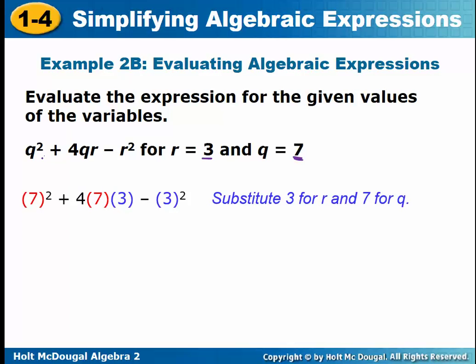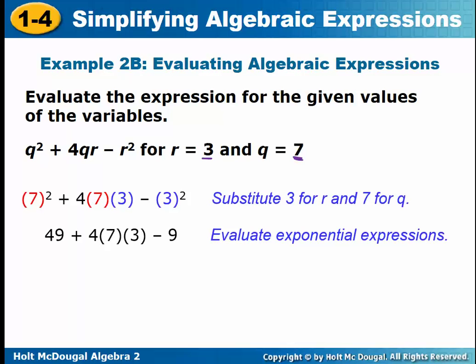Which brings us to 7 squared plus 4 times 7 times 3, parentheses is another way of showing multiplication, minus 3 squared, because R is 3. Next step then is to use PEMDAS. Is there any parentheses? There is parentheses here and here, but they are short. These parentheses mean to multiply, and these mean to use an exponent.